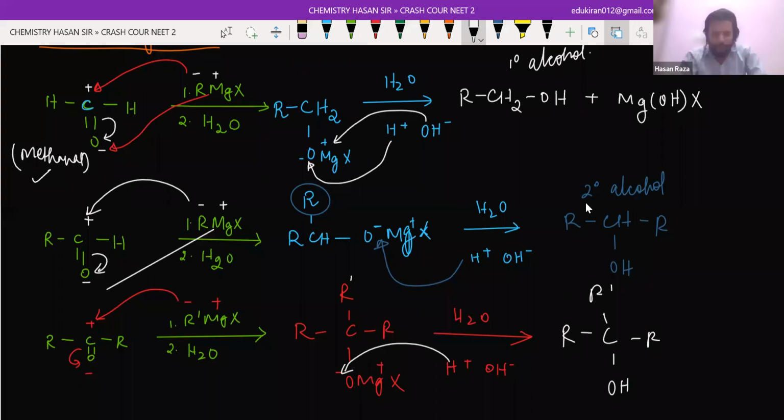Again, I am going to repeat. When Grignard reagent reacts with any aldehyde except methanal, you will get 2 degree alcohol. When Grignard reagent reacts with methanal, you will get 1 degree alcohol. And when Grignard reagent reacts with ketone, you will be getting 3 degree alcohol. Is that clear? All of you? Yes, sir. Okay. Can I change the slide?